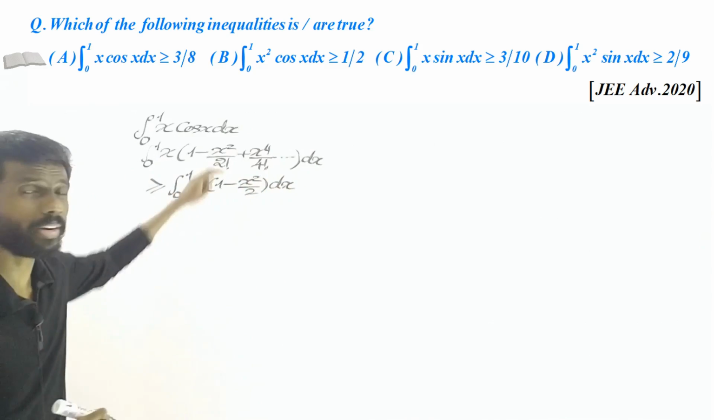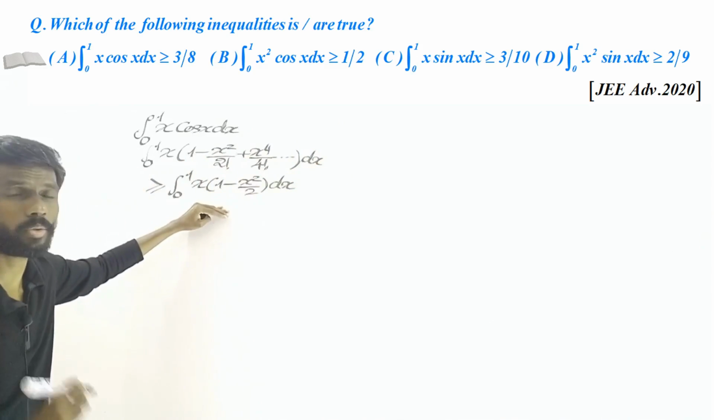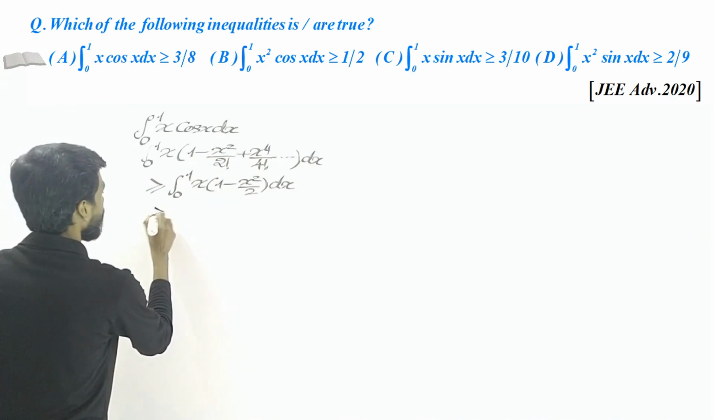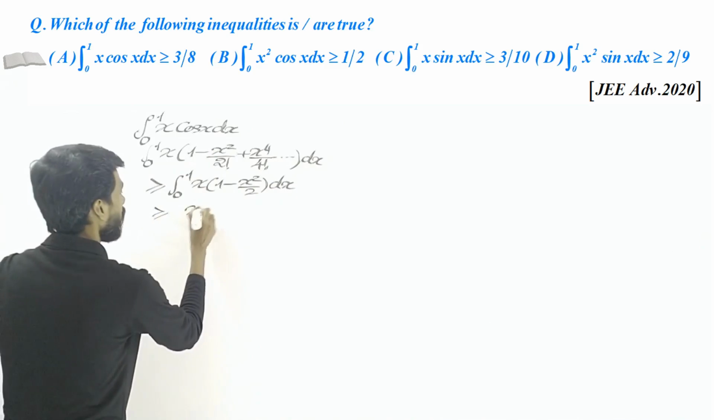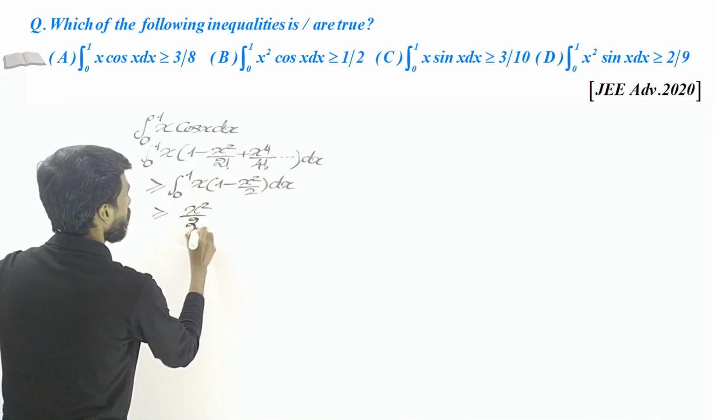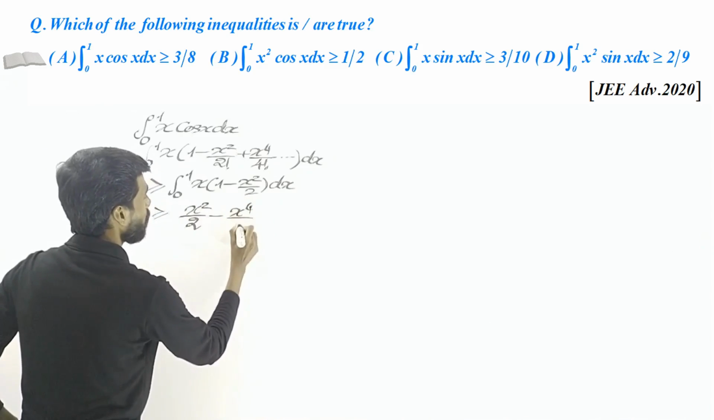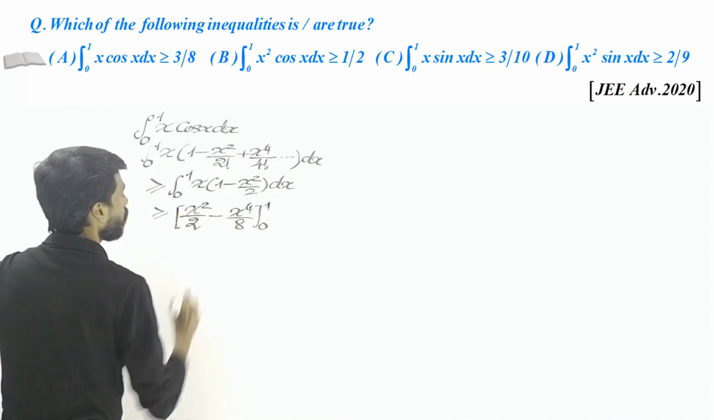So you just do the integral, not exactly equal. It is greater than or equal to, because we have taken only 2 terms here and left out many more values. Now let us do the integration here. So that is greater than or equal to, x integrates to x squared by 2, minus x cubed divided by 2 integrates to x to the power 4 divided by 8, from 0 to 1. So that will give you the required answer.